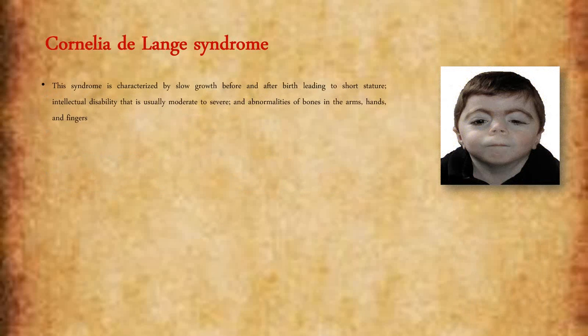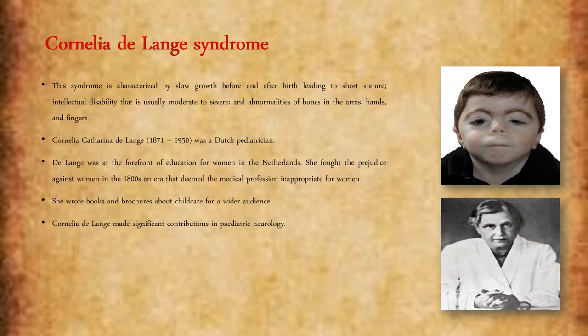Cornelia de Lange is a syndrome characterized by slow growth before and after birth, leading to short stature, intellectual disability, and synophrys. Cornelia de Lange was a Dutch pediatrician. De Lange was at the forefront of the education of women in the Netherlands. She fought the prejudices against women in the 18th century. She wrote books and brochures about children for a wider audience. Cornelia de Lange made significant contributions in pediatric neurology.